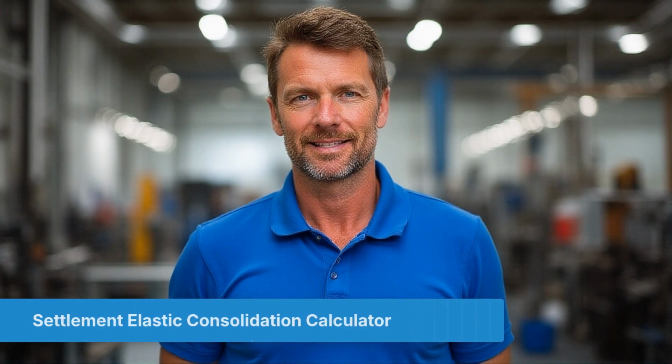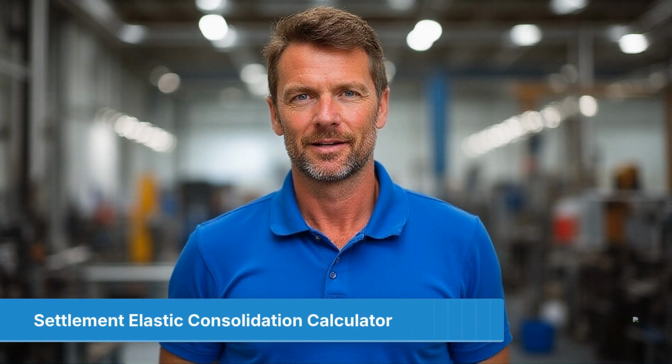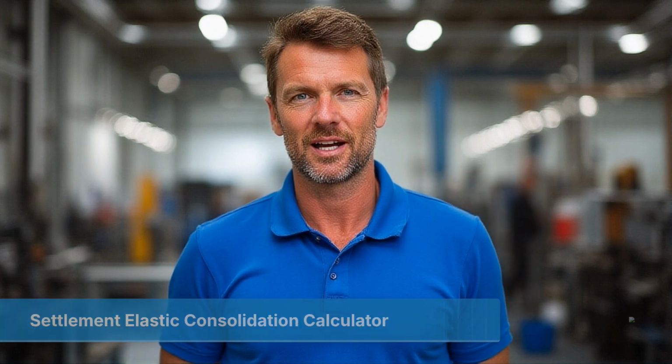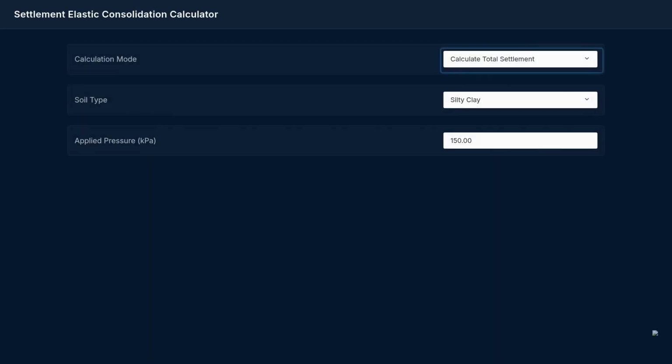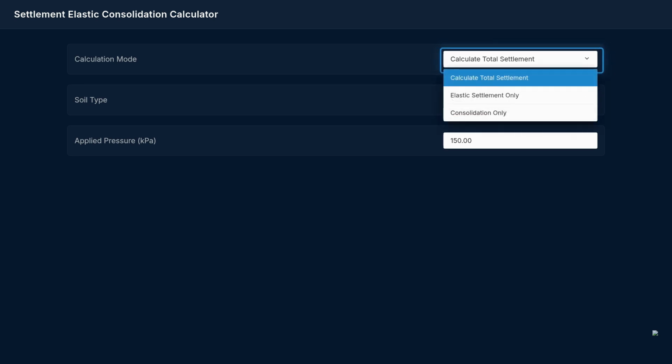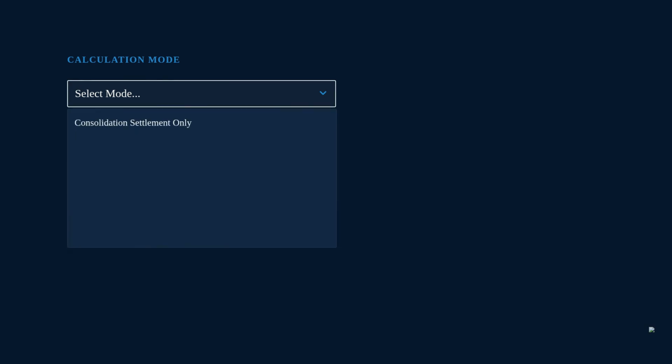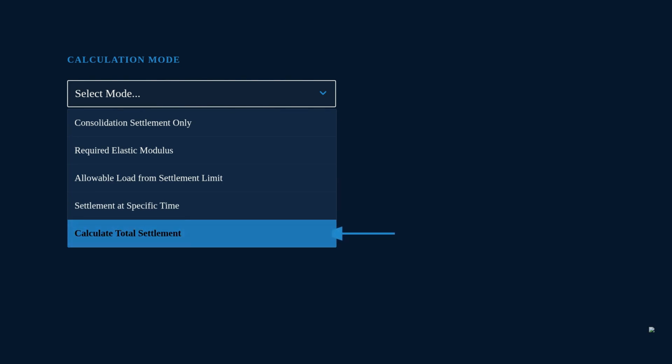The Settlement Elastic Consolidation Interactive Calculator determines both elastic and consolidation settlements for foundation design. Let me walk you through the inputs. First, select your calculation mode from options including Calculate Total Settlement, Elastic Settlement Only, Consolidation Settlement Only, Required Elastic Modulus, Allowable Load from Settlement Limit, or Settlement at Specific Time. I'm using Calculate Total Settlement.